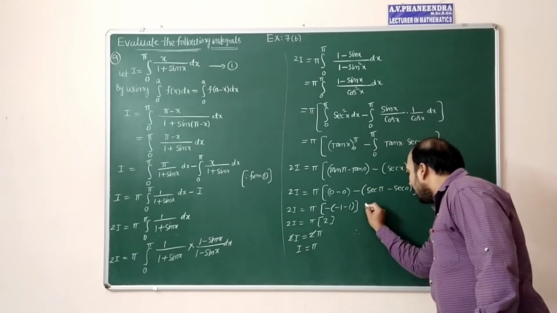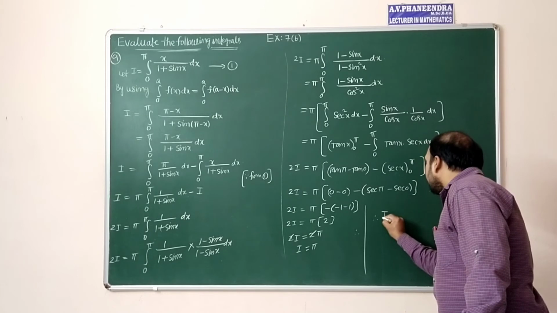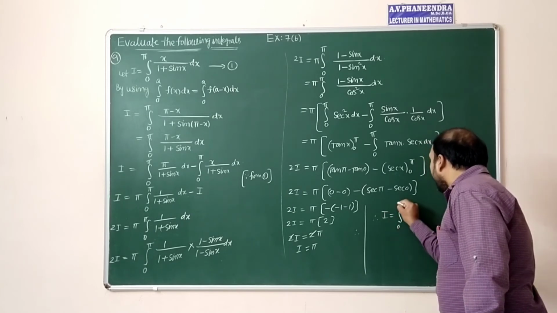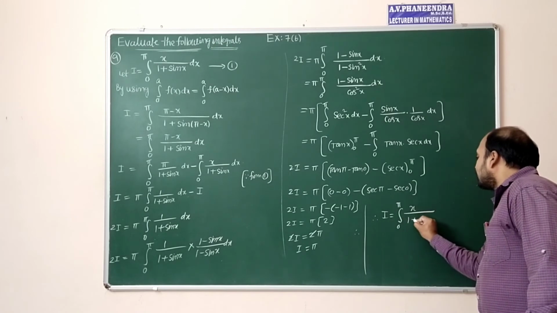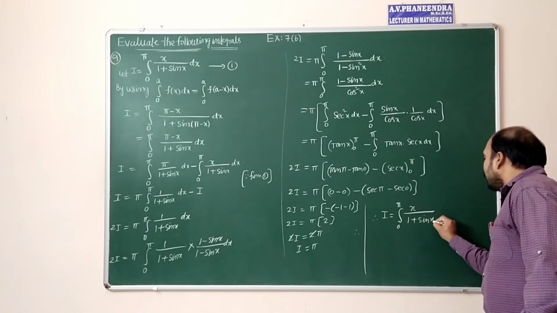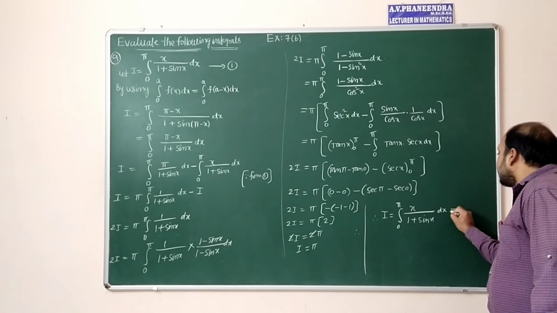Therefore, what is that I value? I is equal to integral 0 to pi x by 1 plus sin x into dx, which is equal to pi.